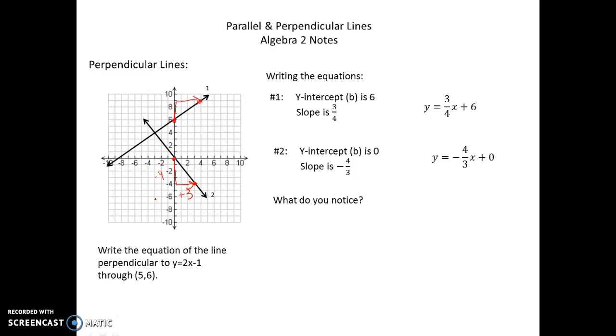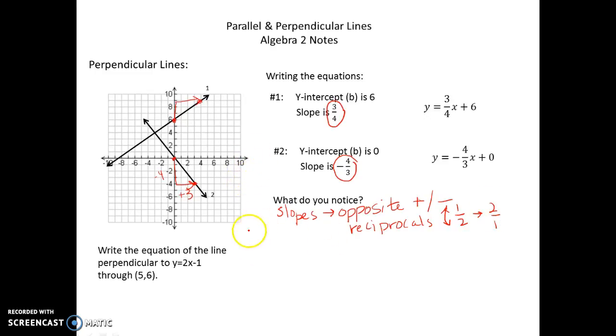So what do you notice this time? Well, they still have different y-intercepts, which may or may not be true with perpendicular lines. But the big thing is the slope. So look at those slopes, negative 4/3 and 3/4. The slopes are always opposite signs, so one's positive, one's negative, and reciprocals. That means that your fraction is flipped upside down, right? So 1/2 becomes 2/1, or 3/4 becomes 4/3. So these are the two things that have to occur with the slopes.